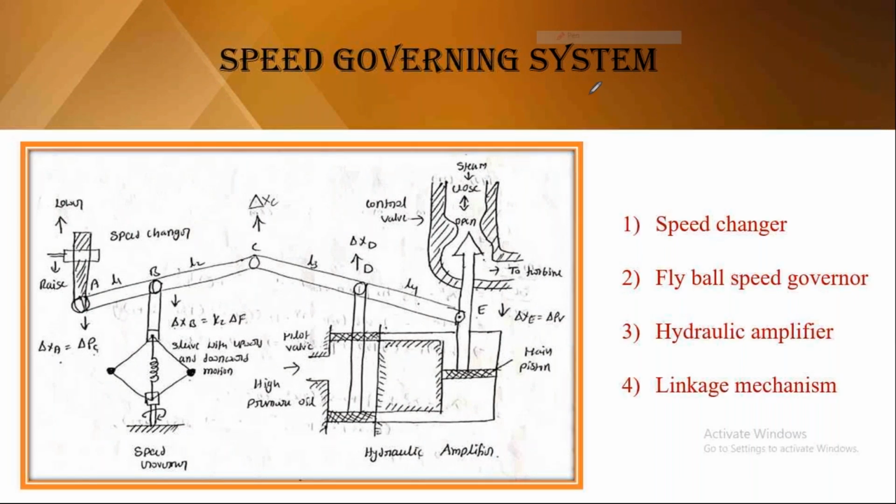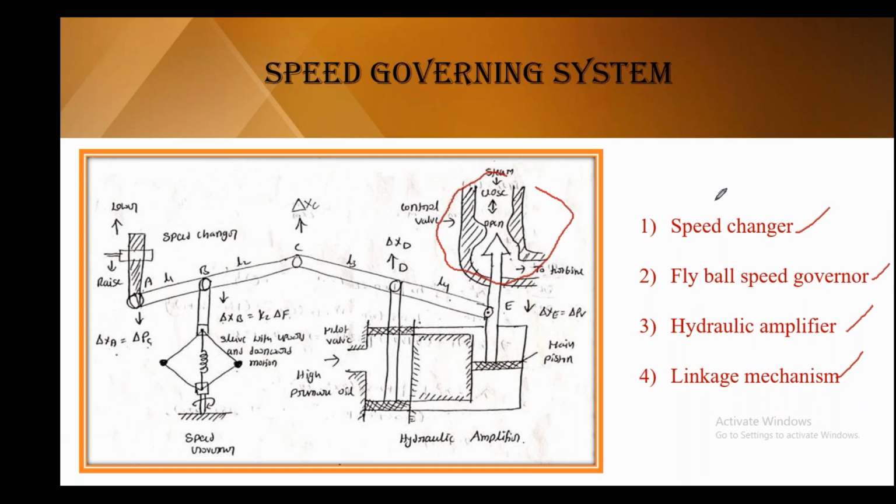And here it consists of four major parts. One is the speed changer, second is the flyball speed governor, then the hydraulic amplifier, and the linkage mechanism. By using these four parts, we can control how much steam enters the turbine. See here, from this part the steam will enter the turbine, and based on the flow of steam, we can control the turbine speed. Automatically we can control the generator, and then the power generated from the generator.